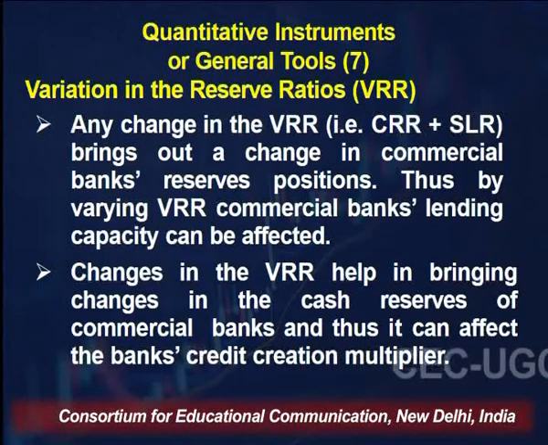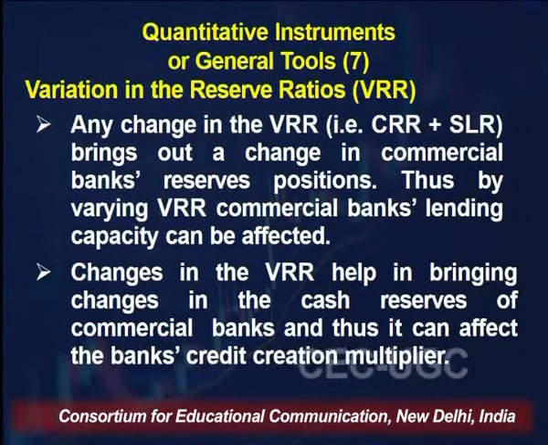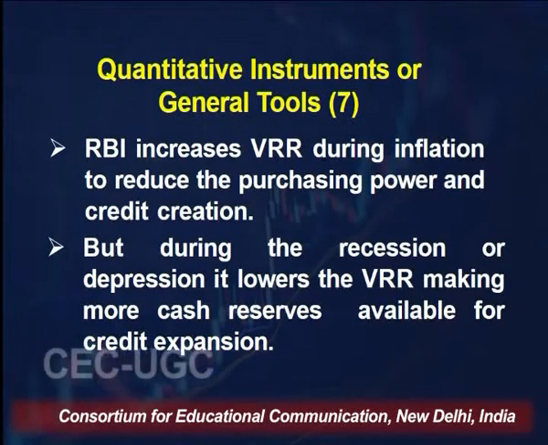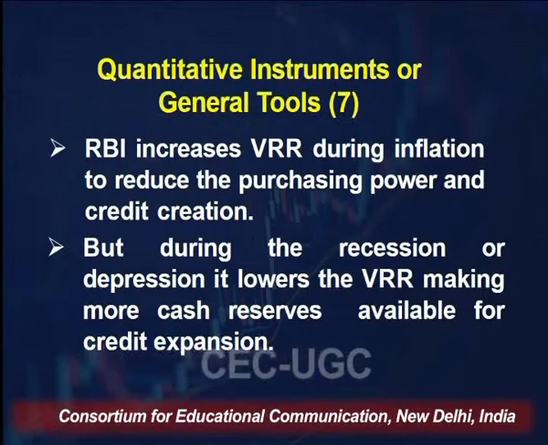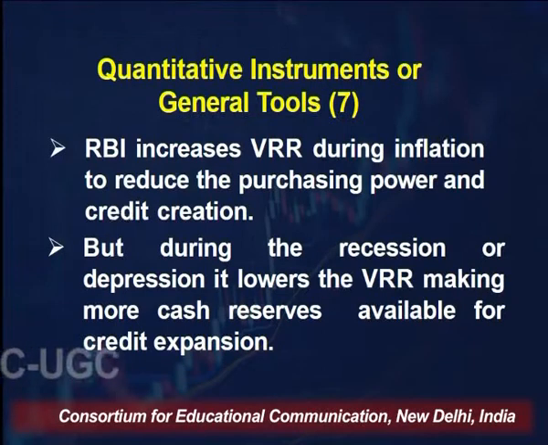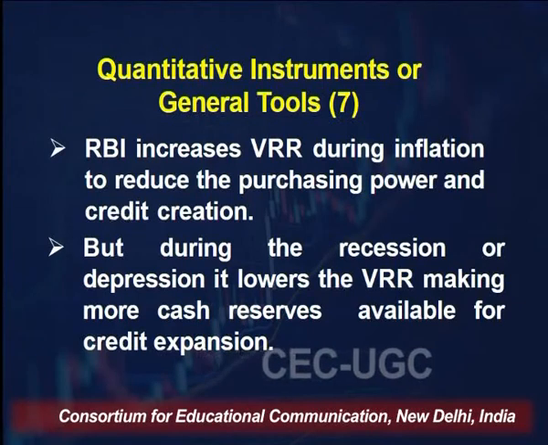So, changes in the VRR help in bringing changes in the cash reserves of commercial banks, and thus it can affect the banks' credit creation multiplier. So, RBI increases VRR during inflation to reduce the purchasing power and credit creation. But during the recession or depression, it lowers the VRR, making more cash reserves available for credit expansion.